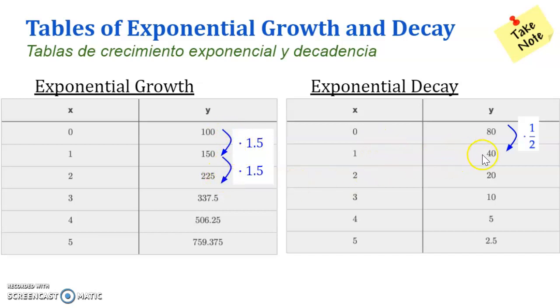What about exponential decay? What's going on here? The y value is decreasing, but not only that, you're multiplying by, say, a half, or dividing by 2, which is the same as multiplying by half. And so 80 to 40 is multiplying by half, and 40 to 20 is multiplying by half. Remember we said that exponential decay is when the multiplier is positive, that means it's greater than 0 but less than 1. Half is between 0 and 1, so this is going to create an exponential decay.